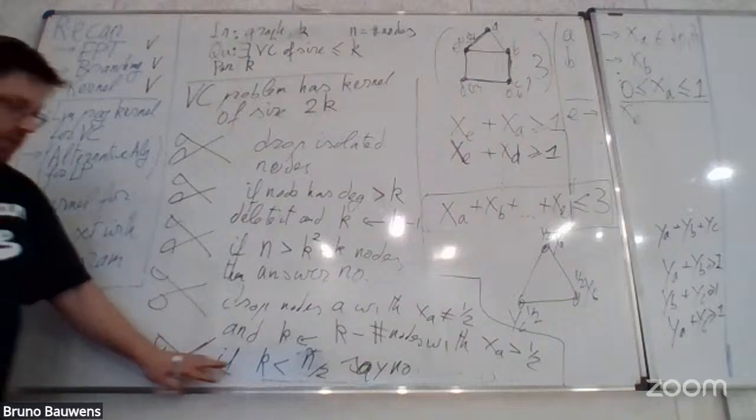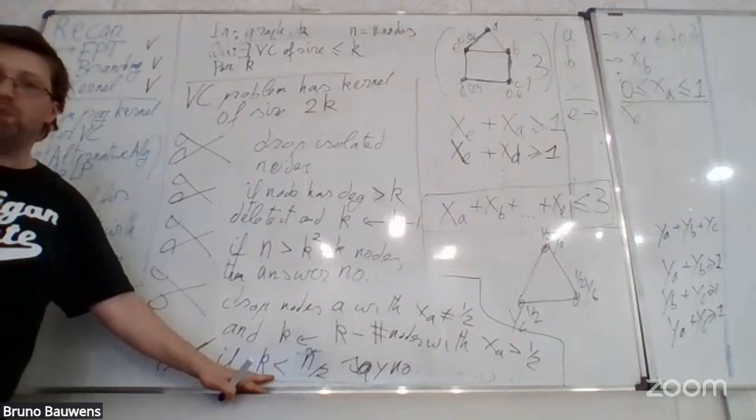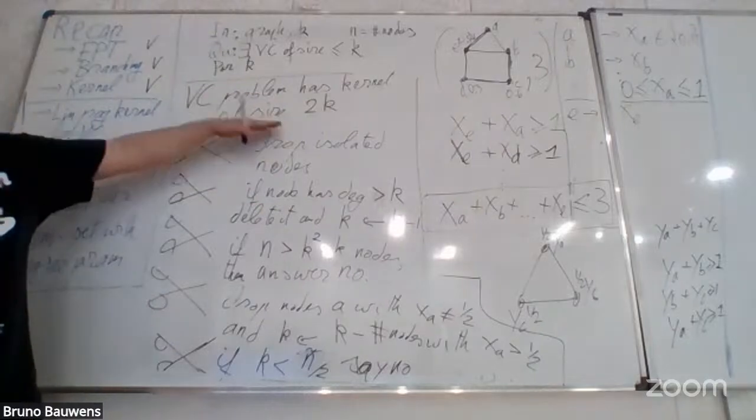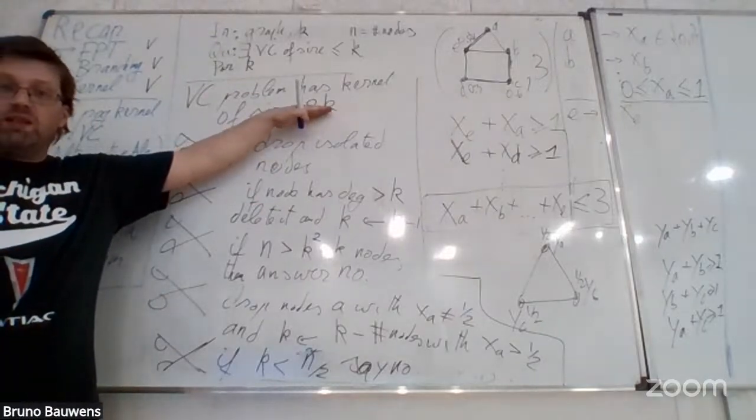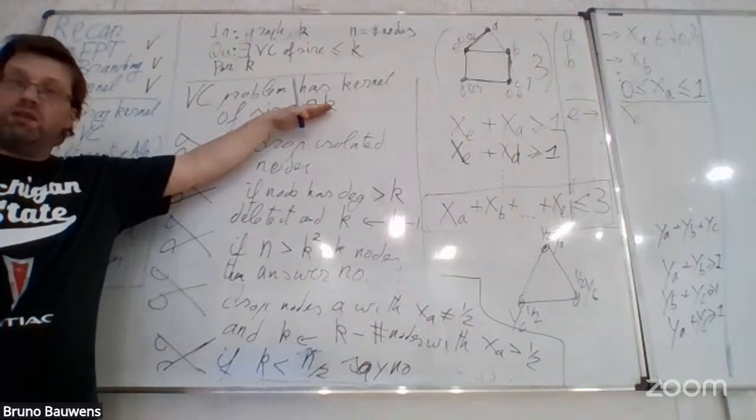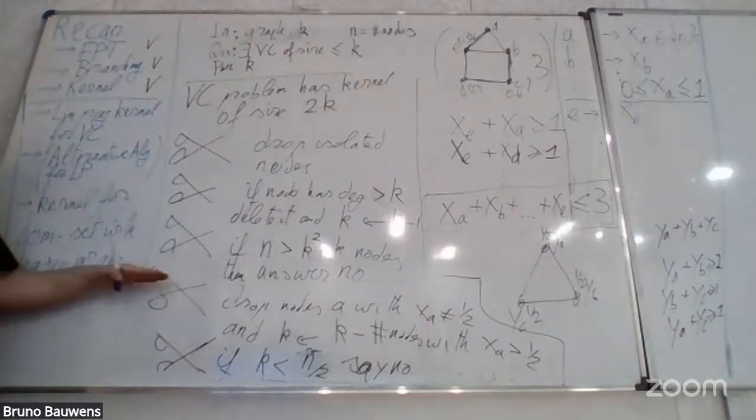So it's clear, right? If k is too small, we drop it. And if we cannot apply this rule, it means that the number of nodes left is at most 2k. So this is the algorithm. But now we have to prove that this rule is correct.